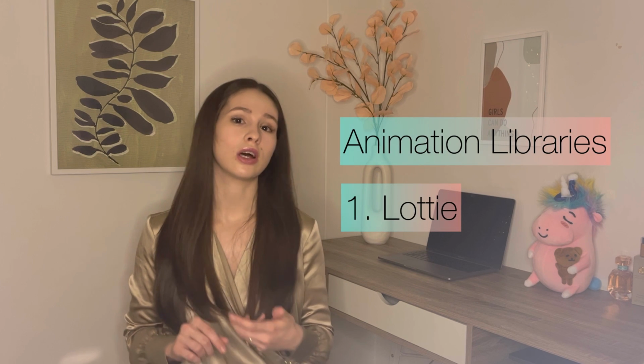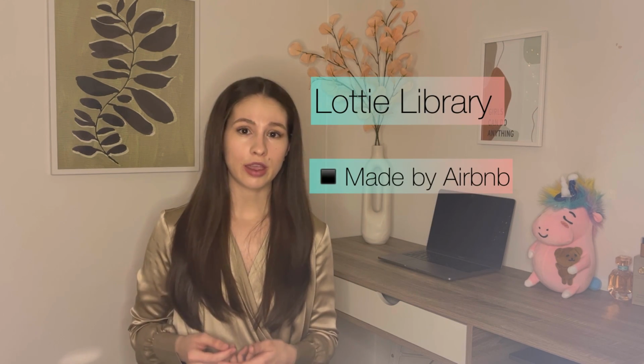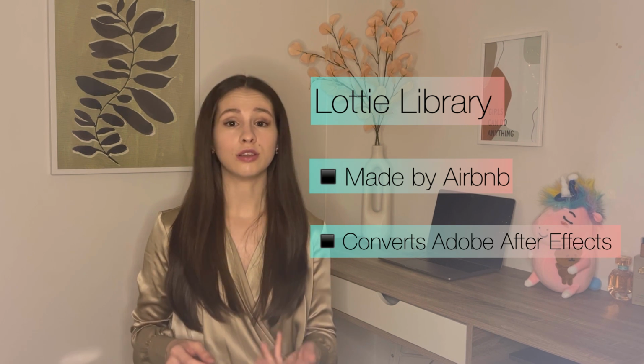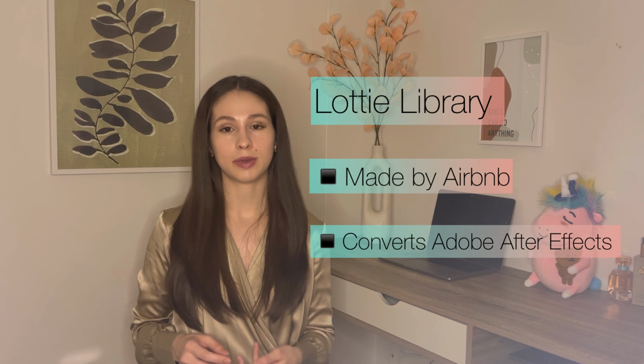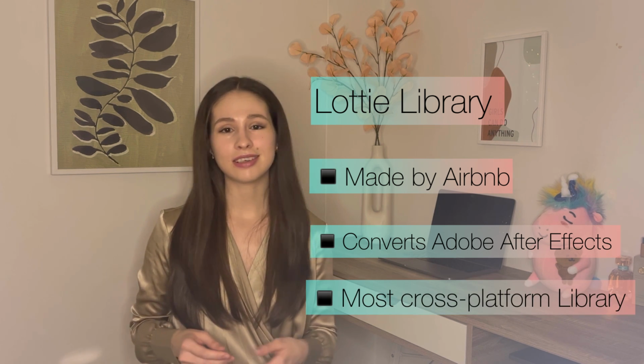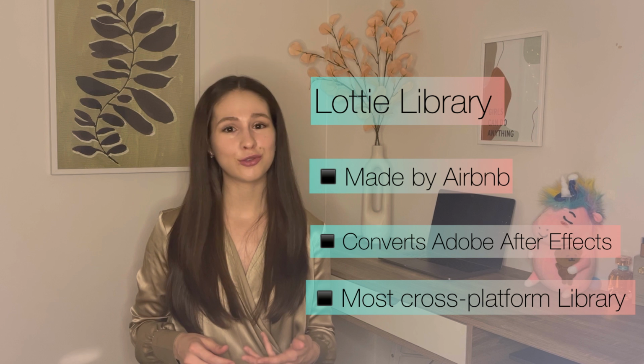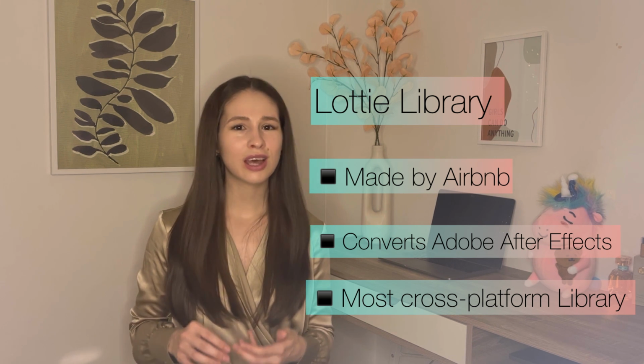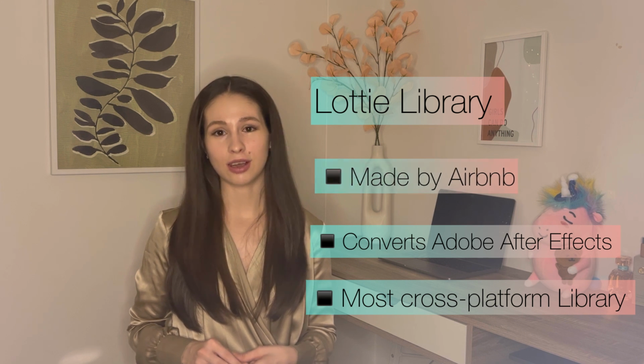There are three most popular animation libraries. Those are Lottie, Hero, and Spring. Lottie is a library developed by Airbnb. It supports Adobe After Effects animation. It can convert them into native iOS animations. What's more, Lottie is also available for Android, React Native, web, and for Windows. It is the most cross-platform animation library.